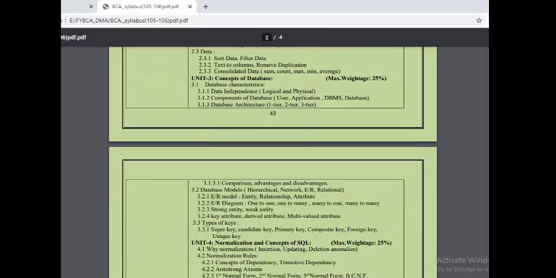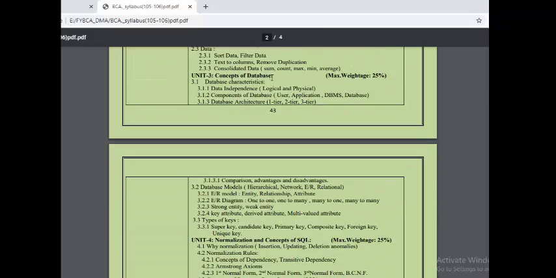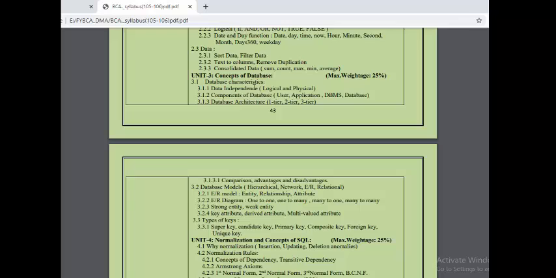So in unit 3, that is the concept of database, we learn what is database, what is advantage, disadvantage, the characteristics of database, data independence, components of database, which database architecture we have to use, then comparison between the database and the file system. After that we learn some database models and different types of keys. So let us learn one by one.